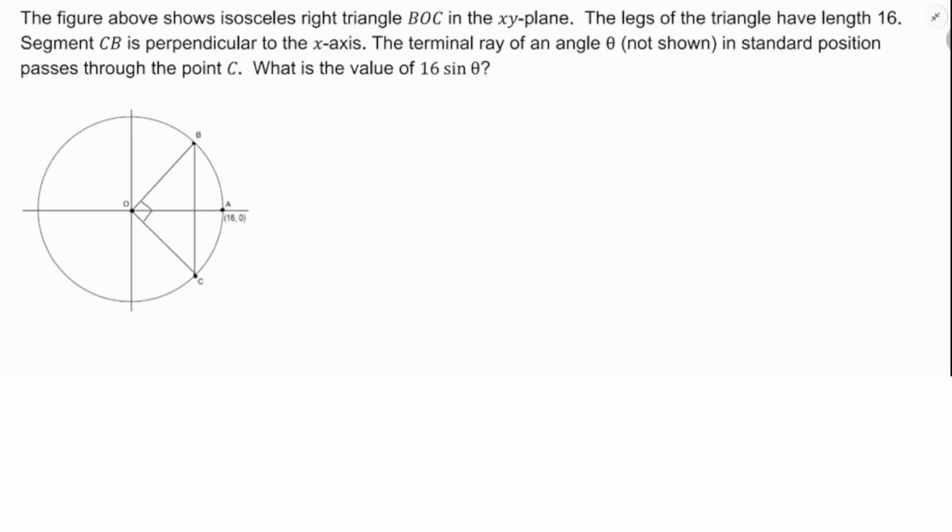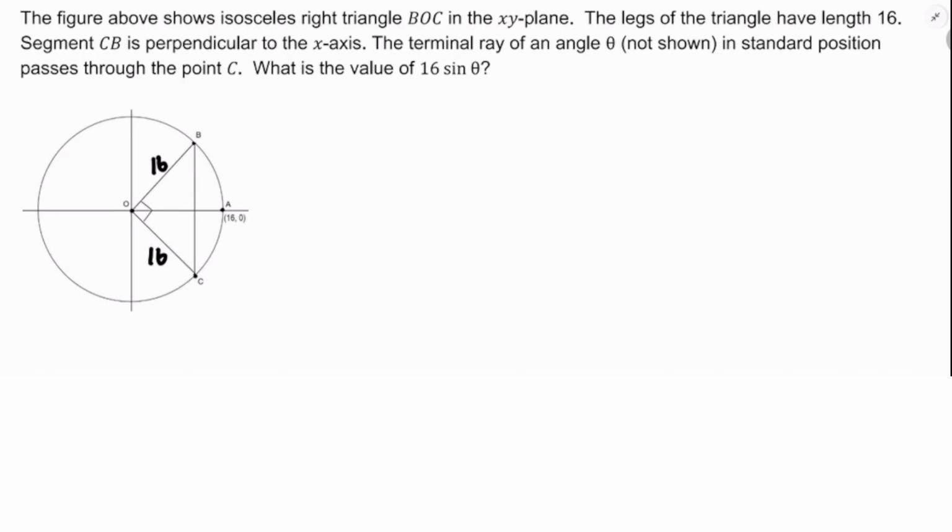All right, now we're going to look at a figure with an isosceles right triangle. Legs of the triangle have length 16. That'll probably be important. Segment CB is perpendicular to the x-axis. I think what this guarantees is that BOC is split in half by OA. Pretty much we're looking at two 45, 45, 90 triangles that join up on the x-axis.